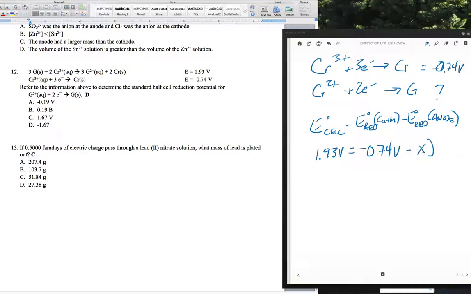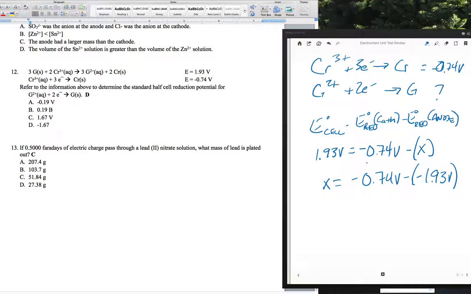So then X, if we flip these equations, if I flip the X to the other side, X is equal to negative 0.74 volts minus negative 1.93 volts. Let's subtract it from both sides. I'm using my handy dandy calculator. Mr. Warren, I don't think that works. You don't think that works? Why not? Because you would just subtract 1.93 from both sides, so it would be negative 0.74 minus 1.93. You wouldn't have two negatives. Oh, did I do that wrong?